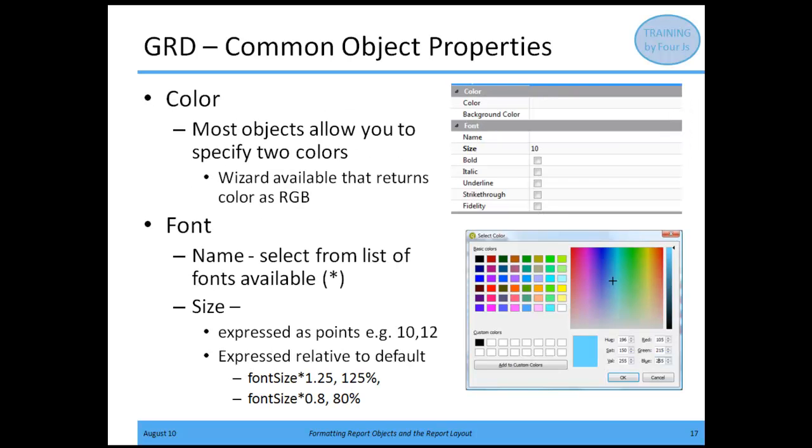The next two sections should be familiar to you from a variety of applications. The color properties, either color or background color, allow you to set the color. And if you click on the ellipse when you're entering in a color or a background color, it's going to bring up the window as we see here that allows you to select the color either by clicking on a preset, by clicking on a custom color that you've added, or by selecting from this chart or graph of the range of colors that can exist.